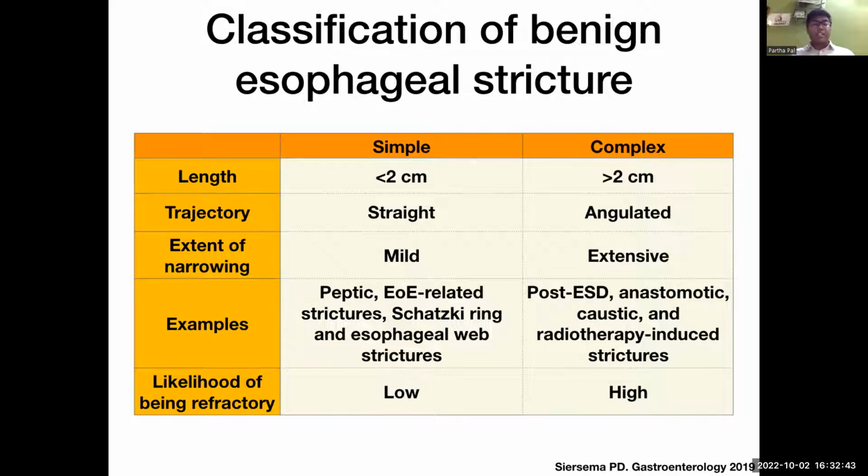These are complex, and they are the ones which are likely to be refractory. So you need to know what is the etiology of the stricture at the onset, so you can counsel your patients that this patient may turn out to be refractory, and you may predict that. And also, if the trajectory of the stricture is angulated and there is extensive stricture, long stricture, and multiple ones, those are the ones which can be refractory.